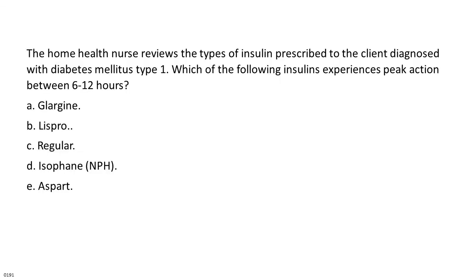The home health nurse reviews the types of insulin prescribed to the client diagnosed with diabetes mellitus type 1. Which of the following insulins experiences peak action between 6–12 hours? A. Glargine. B. Lispro. C. Regular. D. Isophene, NPH. E. Aspart.